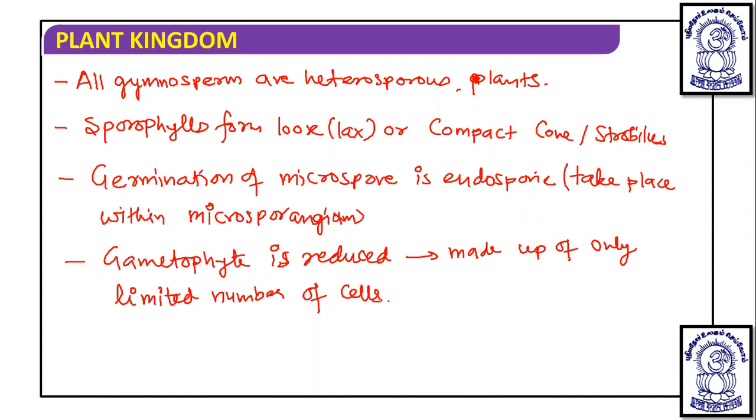We know that plants can be monoecious or dioecious, as I told you during the life cycle. When a male cone and female cone are present on the same tree, that is monoecious. An example of monoecious is Pinus.